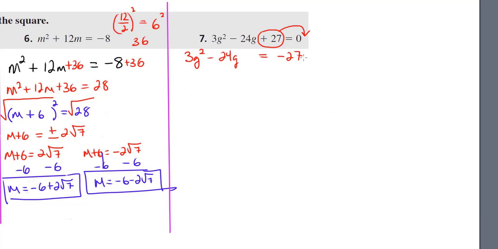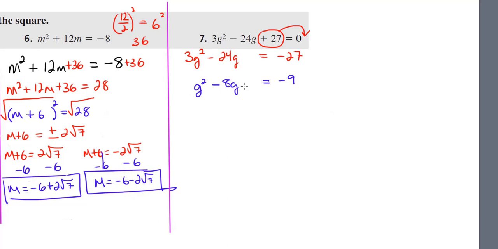Now another thing we could do here is we could simplify this equation. If we look at all three of these terms can be divided by 3. So let's go ahead and do that. So 3g squared divided by 3 is g squared. Negative 24g divided by 3 is negative 8g. And negative 27 divided by 3 is negative 9. And if you're wondering how can we do that, well, remember, we divided both sides of the equation by 3. And you can do whatever you want to an equation as long as you do it equally to both sides. So now we have g squared minus 8g equals negative 9.